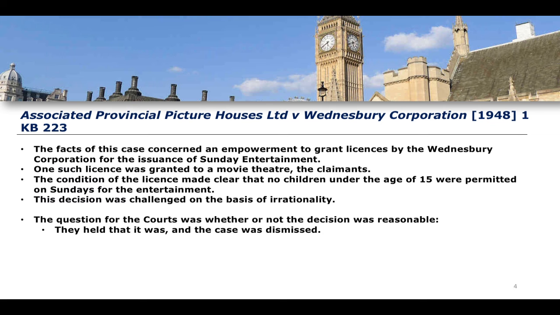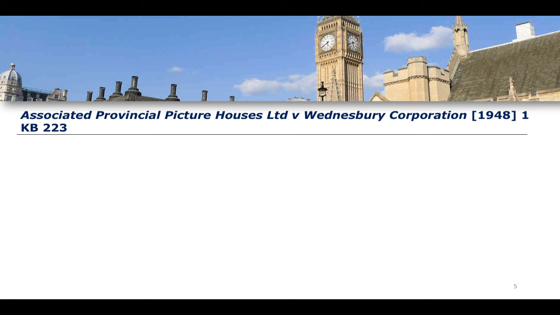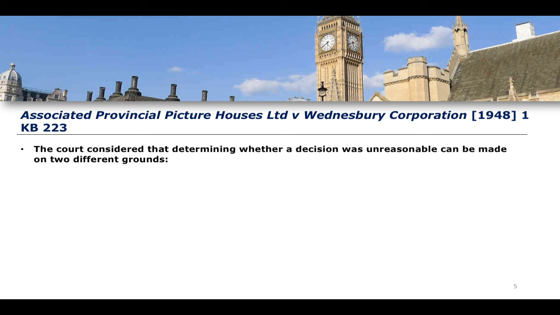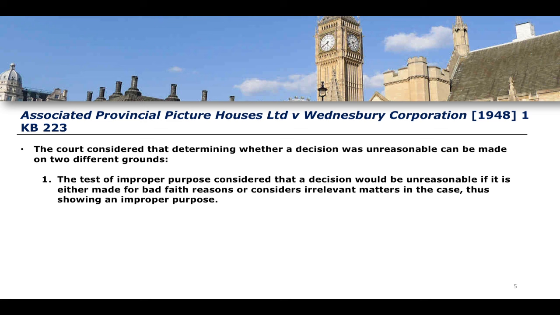However, really the outcome of this case isn't particularly relevant to us. What's more relevant is this idea of Wednesbury unreasonableness. The court considered that determining whether a decision was reasonable can be made on two different grounds. The first of these grounds was a test relating to improper purpose. The test of improper purpose essentially considered that a decision would be unreasonable if it is made either for bad faith reasons or considers irrelevant matters in the case.